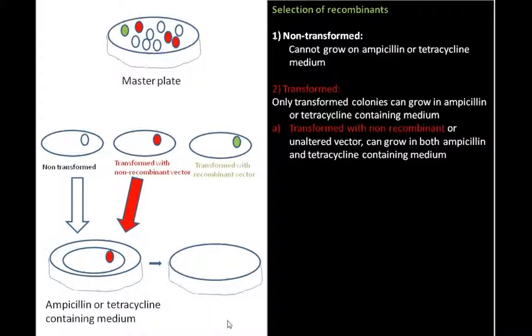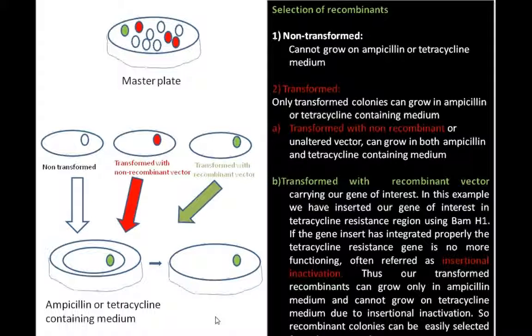Then the third type of colonies, that is transformed with recombinant vector, where our gene of interest is inserted. We need to pick out these colonies. In this example we have incorporated our gene of interest in the BamHI site within the tetracycline region. So these are transformed with recombinant vector carrying our gene of interest in this site.